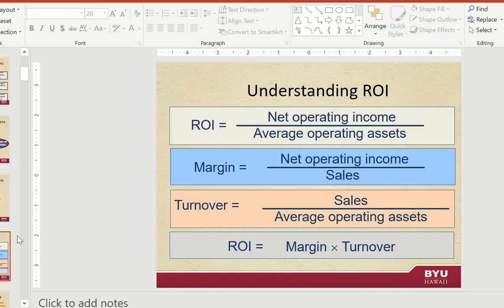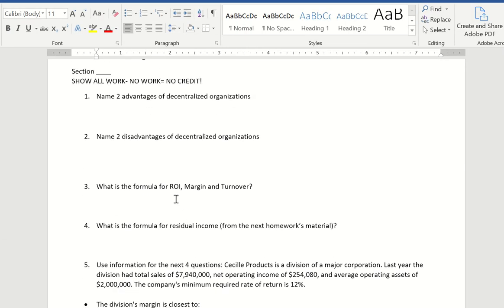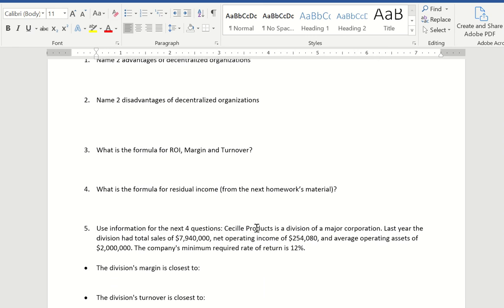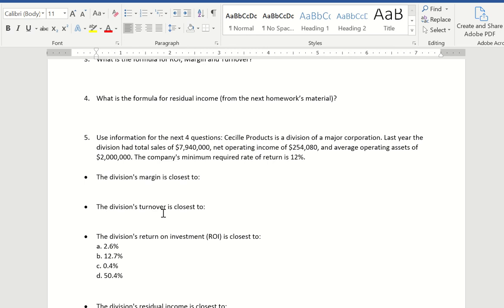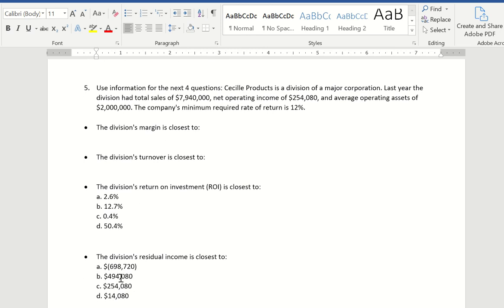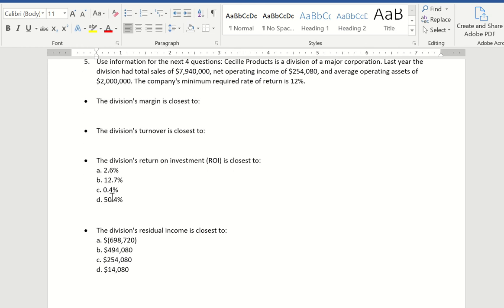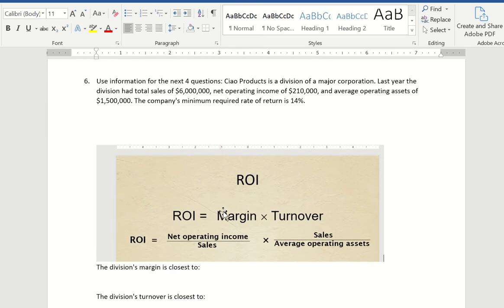It says to write down the formulas for ROI, margin, and turnover, and the formula for residual income, which is a little bit looking forward to next time's homework. So you'll put down these formulas. I'm going to have you calculate number 5 on your own. Usually students don't really struggle with this concept, so you have the formulas, you're going to calculate number 5, and then the ROI and the residual income have multiple choice answers, and then I'm going to calculate number 6 for you in this video. And so margin times turnover can give you ROI.